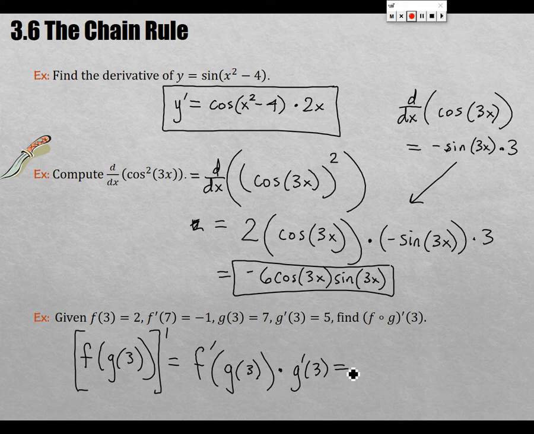Do we have what we need here now? G of 3 is a known quantity. Can you see it? Plug it in. Yeah, so now we have f prime of 7 times g prime of 3. Keep going. So f prime of 7 times g prime of 3. What's f prime of 7? Was that given? Fortunately, g prime of 3 is 5. So what do we get?